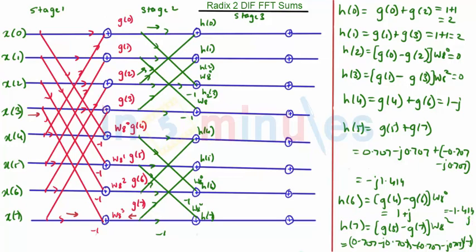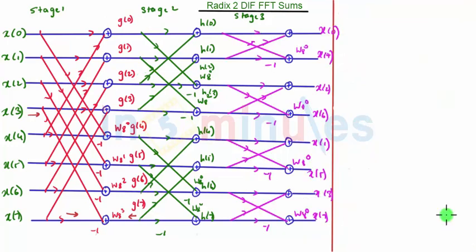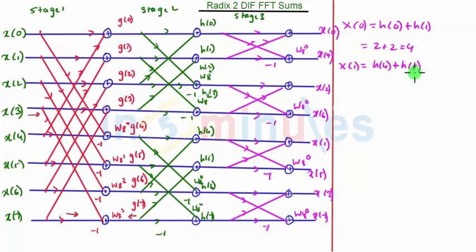Let us go to the computation of stage 3. For stage 3, we have x of 0, which is equivalent to h of 0 plus h of 1, will be equal to 2 plus 2, that is 4. X of 1 is equal to h of 4 plus h of 5, that is 1 minus j plus minus j into 1.414, that is 1 minus j 2.414.